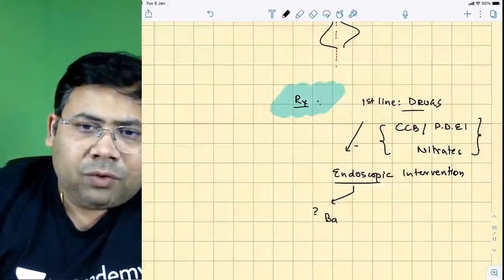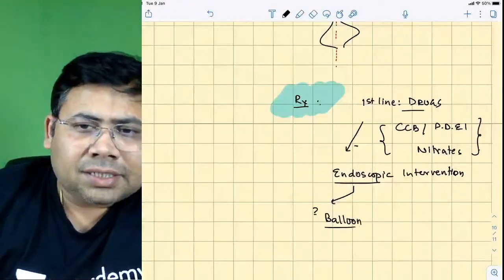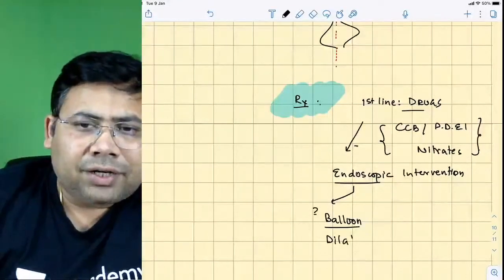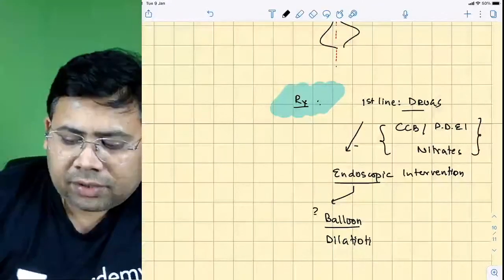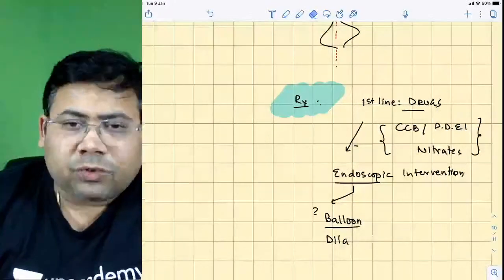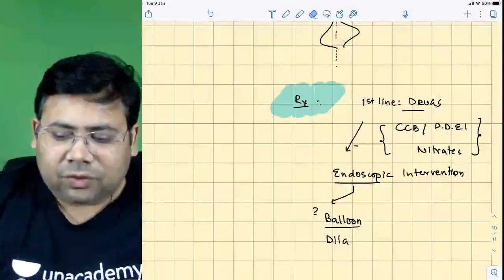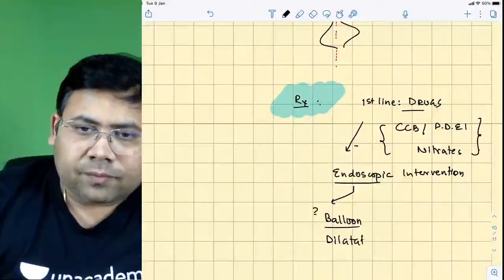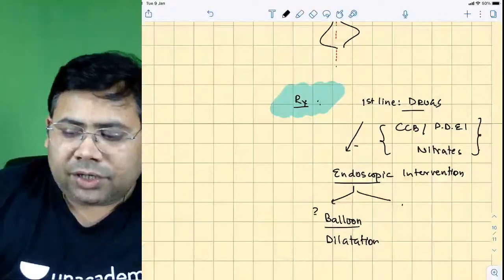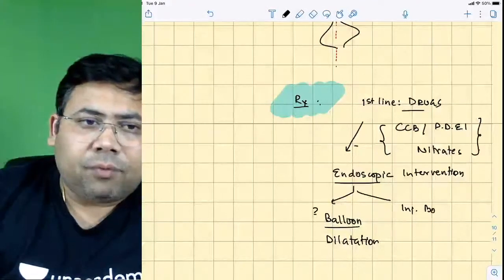Either we go for a balloon dilatation. By doing a balloon dilatation, you are actually going to introduce what? The cracks in the muscle. So if you dilate a balloon, try to understand this, balloon dilatation, or you can say injection botulinum.